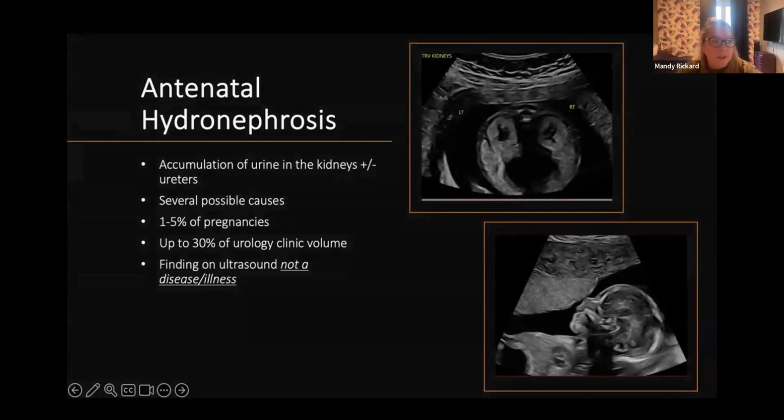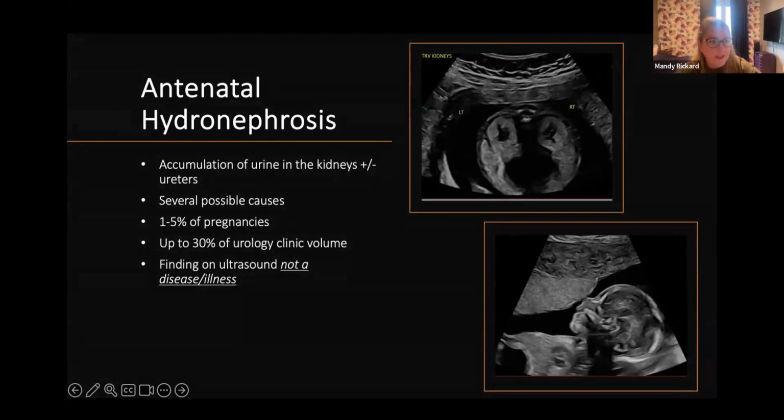So now we can talk about something that we're probably already familiar with. Hydronephrosis is the most common congenital anomaly that's detected prenatally, and it occurs in up to 1 to 5% of pregnancies. Because it's so common, it represents about 15 to 30% of our clinic volumes.